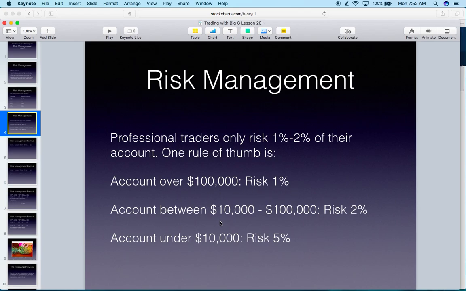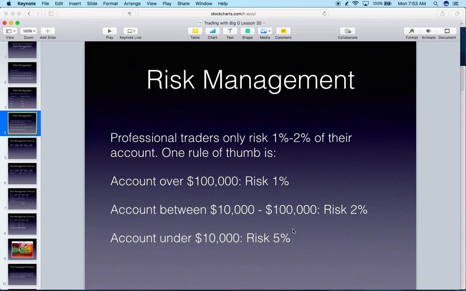If you have an account between $10,000 and $100,000, then you want to risk about 2%, and you don't want to risk much more than that. And if you have an account under $10,000, then you want to risk 5%. That may seem funny. Why would I risk more when I have less money in my account? Well, the truth is, if you risk 1 or 2% of $10,000, you're risking $100 or $200, and that's okay.